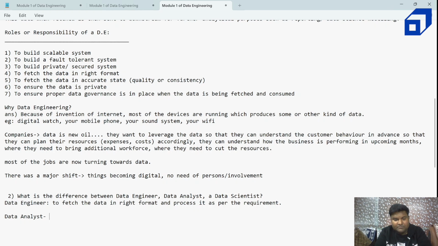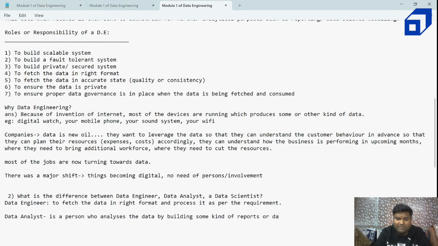A data analyst is a person who analyzes the data by building some kind of reports or dashboards, right? They compare the data source, which is the source of truth, with the end or the final consumable data.